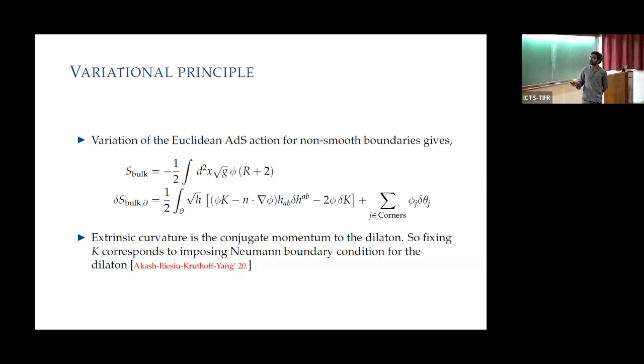This is the boundary term, where this is on a codimension 1 slice. You can see clearly from here that extrinsic curvature is conjugate to the dilaton, and the metric is conjugate to some combination of extrinsic curvature and the normal derivative of the dilaton.